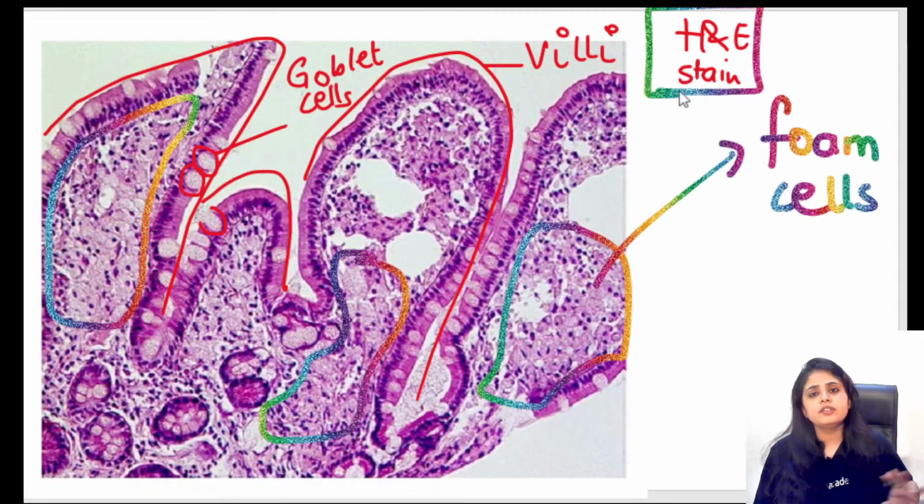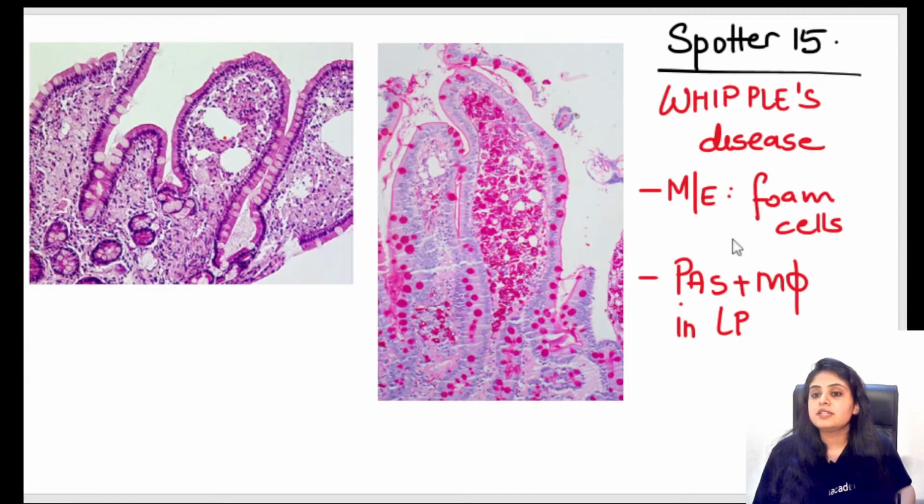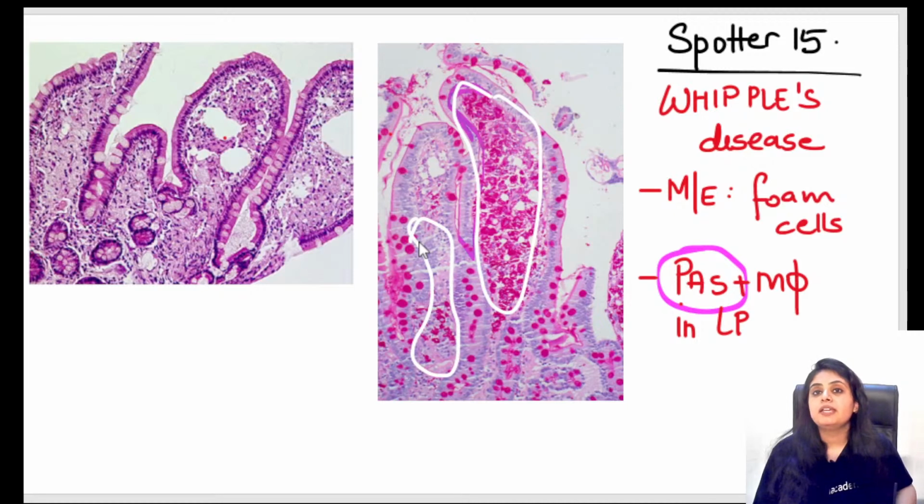Foam cells are seen on regular microscopy. The regular H&E staining shows you the foam cells. If you want to confirm what these foam cells are, you will put a stain called PAS, P for pink. Can you see all those foam cells? All those foam cells have become pink in color, because you've used something called PAS positive.